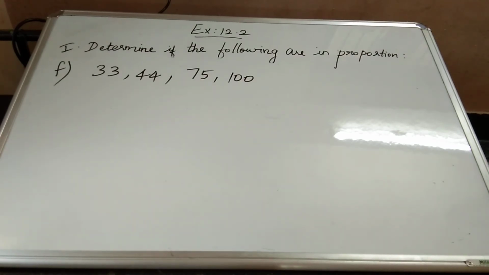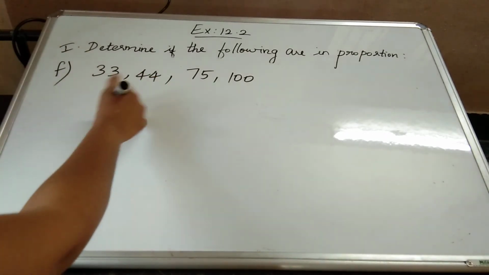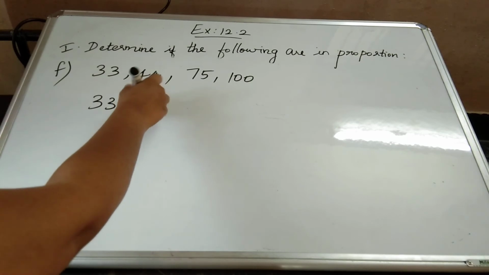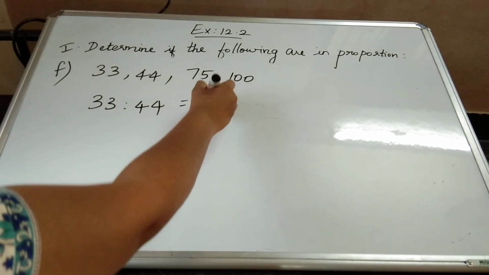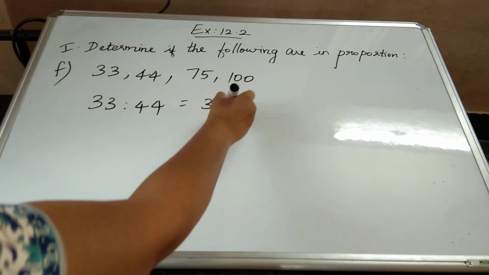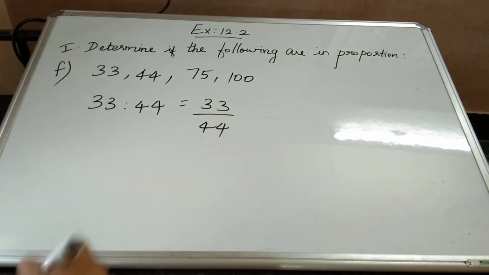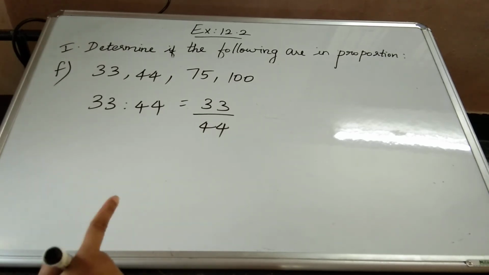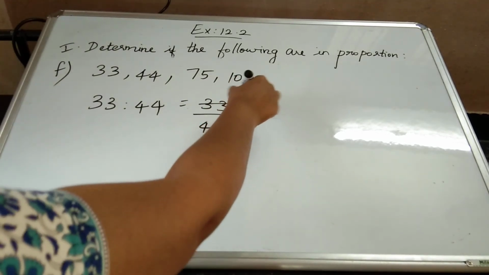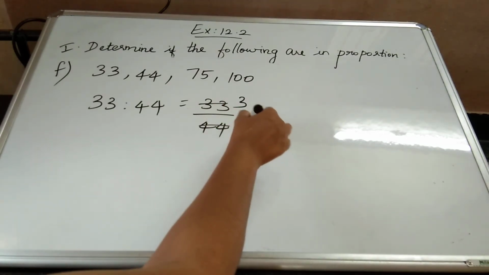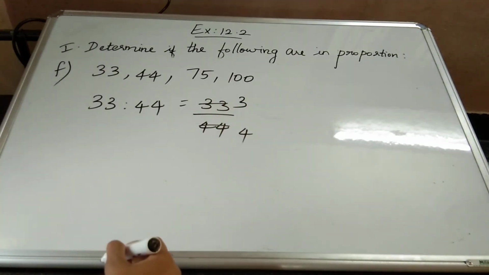Next, the subdivision: 33, 44, 75 and 100. Okay, so 33 and 44 we have to take. 33 is to 44 is equal to, how can we write in fraction? 33 divided by 44. Okay, now 33 and 44. Which table can we take? Can I take 11 table? Yes. 11 3s are 33 and 11 4s are 44.